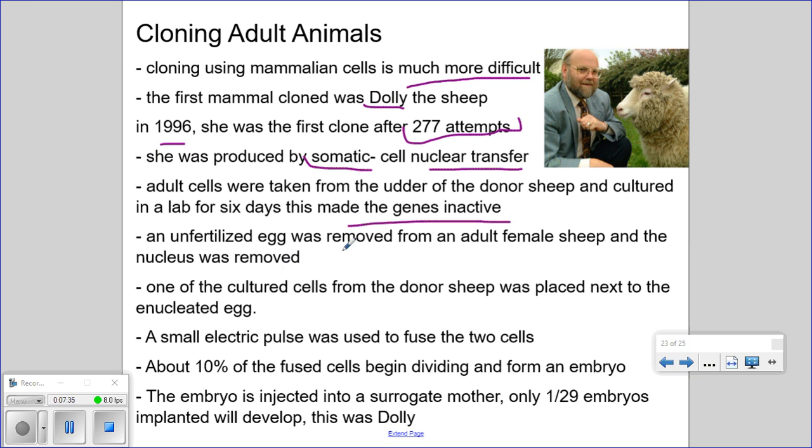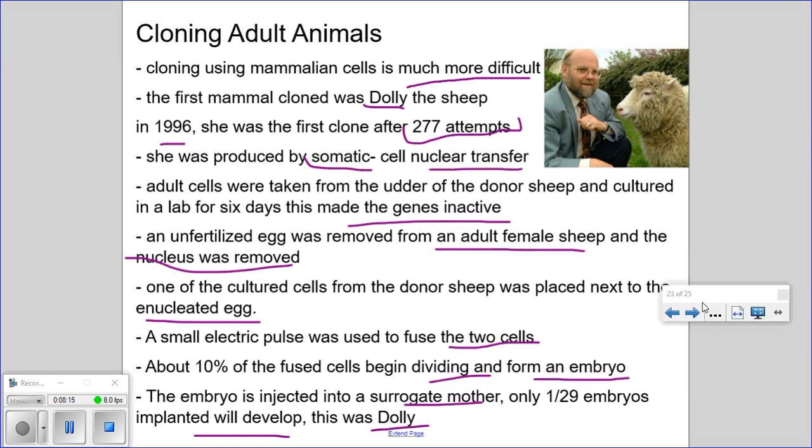An unfertilized egg was then removed from a different adult female sheep, and the nucleus from that egg was removed. One of the cultured cells from the donor sheep was placed next to the enucleated egg, the egg that had its nucleus removed. A small electric pulse was used to fuse the two cells together, and from that, about 10% of the fused cells began dividing to form an embryo. That embryo was then injected into a surrogate mother, and only about 1 out of every 29 embryos implanted developed. That one ended up being Dolly.